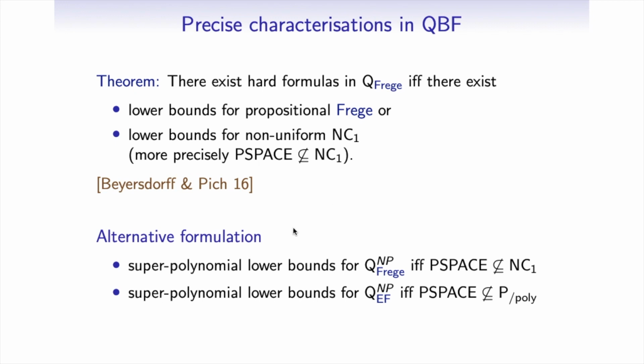So here's an alternative formulation of this theorem: you have superpolynomial lower bounds for Q Frege with an NP oracle if and only if PSPACE is a subset of NC1. All right, so here we've just used the NP oracle to remove the case which corresponds to propositional hardness. Right? So we have this nice theorem statement. And in fact, there's a similar theorem: superpolynomial lower bounds for Q extended Frege with an NP oracle if and only if PSPACE is a subset of P/poly.